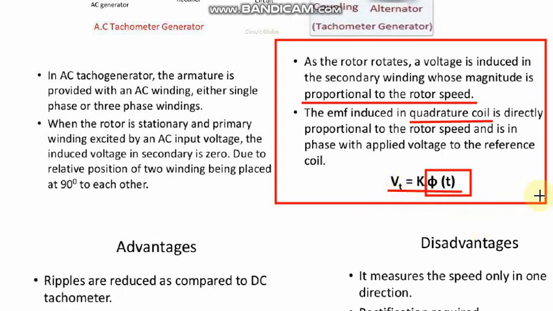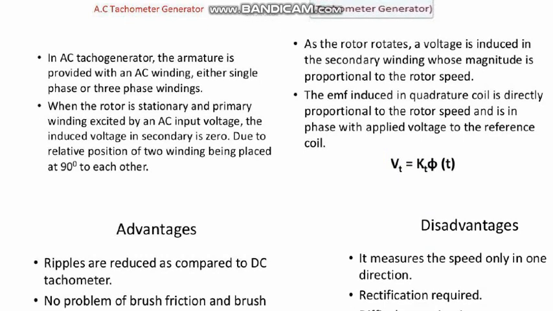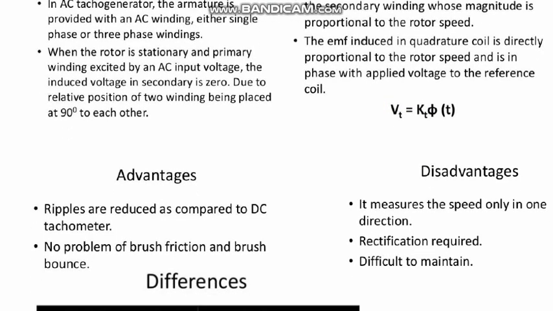So the formula becomes the final formula. We are not taking the detailed formula. The final formula is that the induced EMF, the AC induced voltage, is equal to Kt × phi(t), and since the magnet is rotating, the flux varies as per the variation of the shaft, and this will give the AC voltage. Now what are the advantages and disadvantages of this AC tachometer generator?